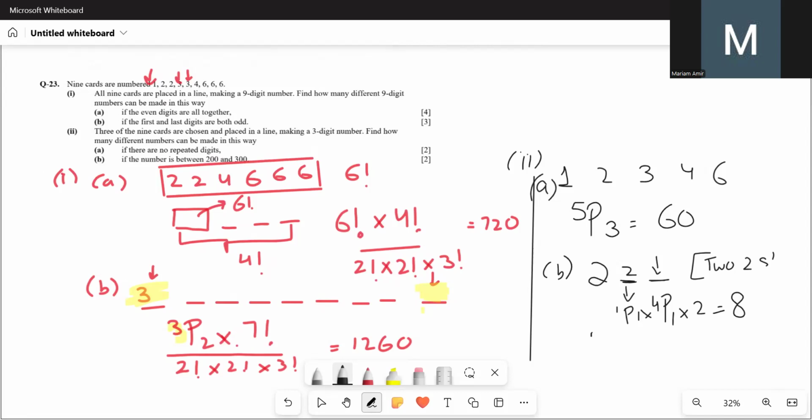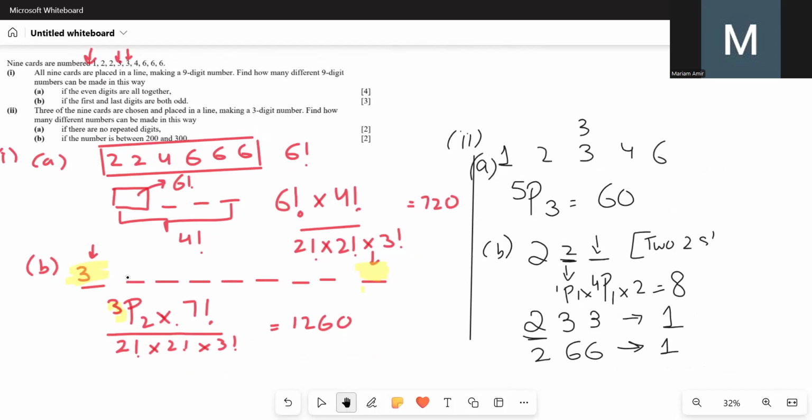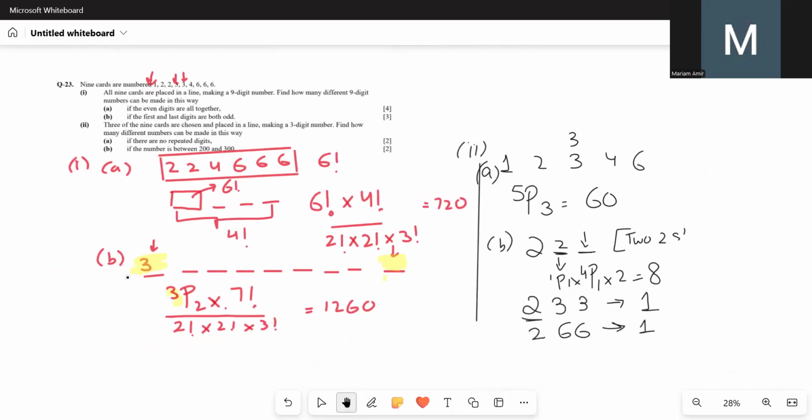Okay, next I'm going to consider 2 and another repetition, which could be 3, and we have 3 twice. So another 3. So this just has a single arrangement. It's just 2, 3, 3. There's no other way of arranging it because the first number has to be 2, and then 3 and 3 does not have any other arrangement. So this will be just 1P1 times 1P1 times 1P1. So that's just 1. Similarly, another repetition we could get could be 266. This also has just one arrangement.